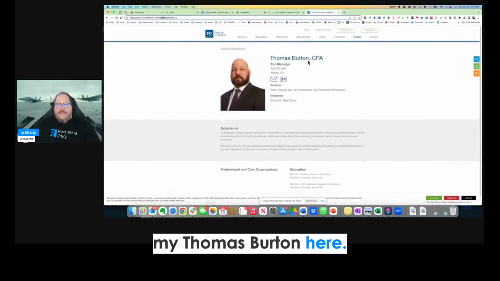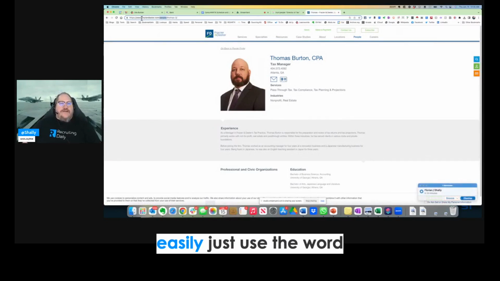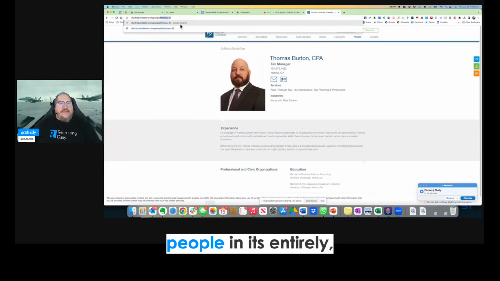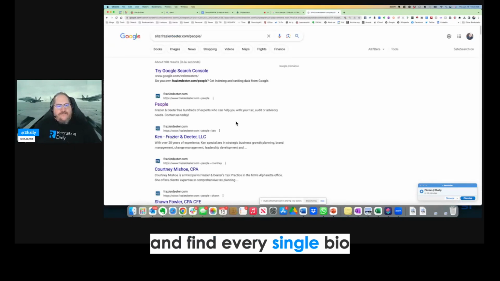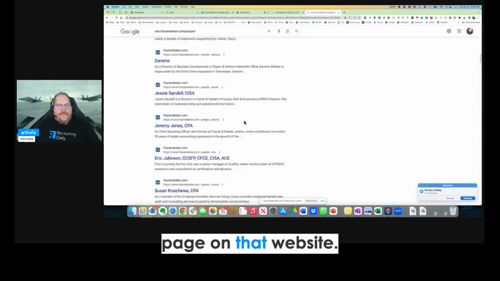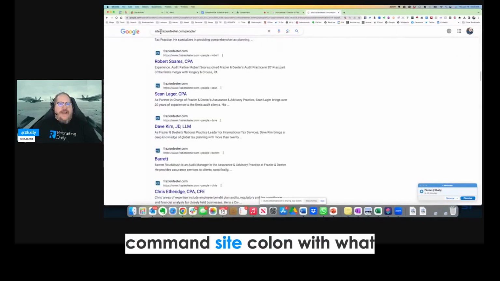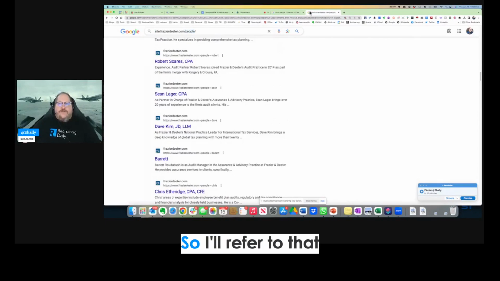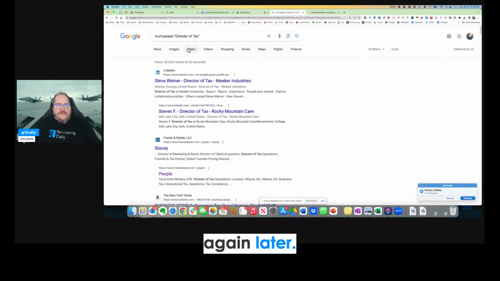Going back to my Thomas Burton here, we figured this out because it was in a directory here. So we can actually very easily just use the word people and this website right here as our search. So in fact, using our third technique, which is the cite command, we can search through Fraser and Dieter and their directory people in its entirety and find every single bio of every person on that page, on that website. So this is by combining the command cite : with what we just discovered is the directory for people. So I'll refer to that in a little bit again later.